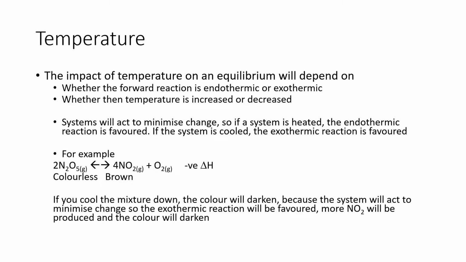So for example, if we've got this reaction and it has a negative delta H, so it is an exothermic reaction in the forwards direction, if you cool the mixture down, the colour will darken. Okay, because the forwards reaction will act to minimise the change because you're cooling it down, so the exothermic reaction will be favoured to release that heat energy.